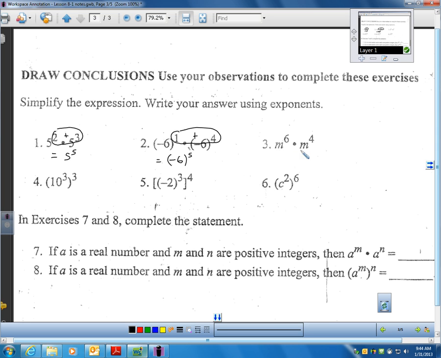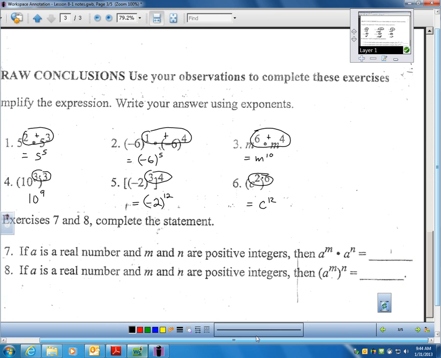And then here, got the same base. I should have to add the exponents, m to the 10th. Again, no hard math to do there. Here, I have power to power. Remember, just multiply the exponents. This is 10 to the 9th. Power to power, this is negative 2. Oops, my pen froze up for a minute. This is negative 2 to the 12th power. 3 times 4 is 12. And here I'm getting c to the 12th power, just power to power, multiply those exponents.